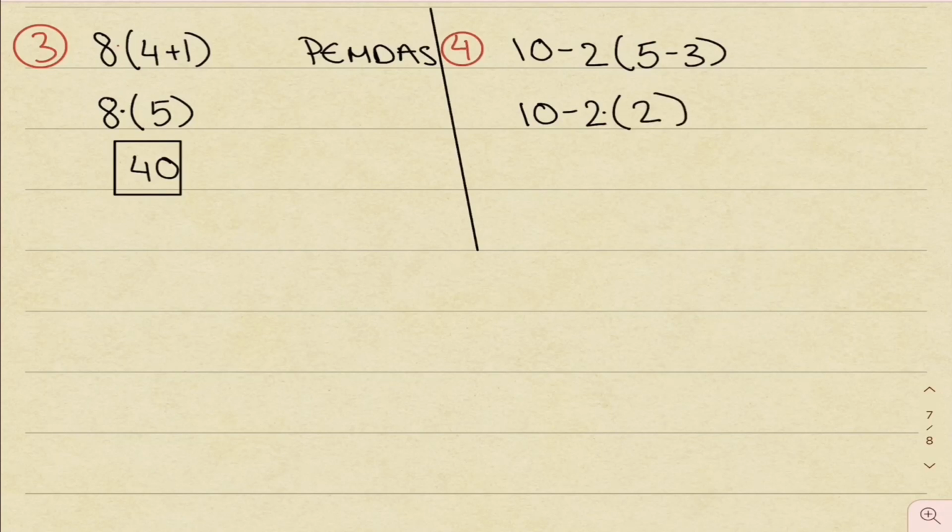Now, of course, there's a multiplication here that we don't see. So now we have a subtraction and multiplication. Multiplication goes before subtraction. So I have 10, and now I have negative 2 times positive 2. Those are two numbers multiplying each other with different signs. The answer is always negative. 2 times 2 is 4. 10 minus 4 is 6.